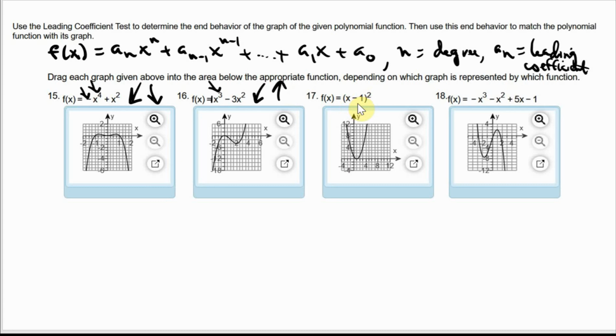If the degree is even, and if the leading coefficient is positive, then the graph rises to the left and to the right. And then over here, if the leading coefficient is negative and the degree is odd, then the graph does the opposite of what happened over here for 16. The graph will rise to the left and fall to the right. Okay.